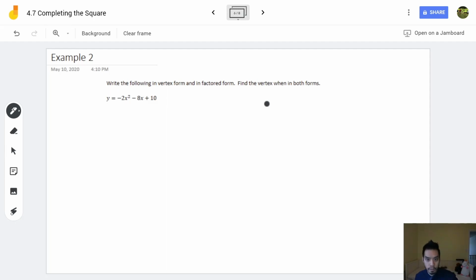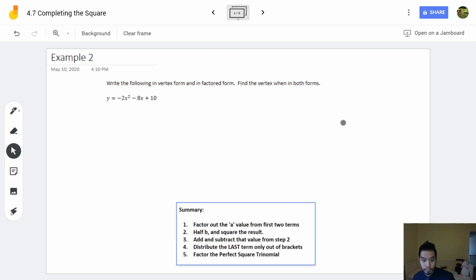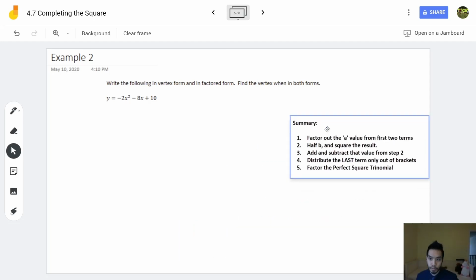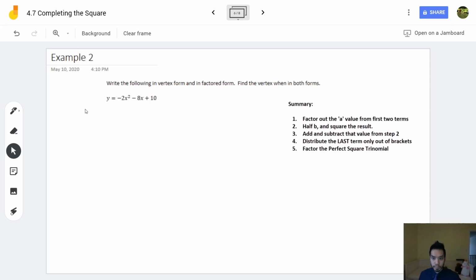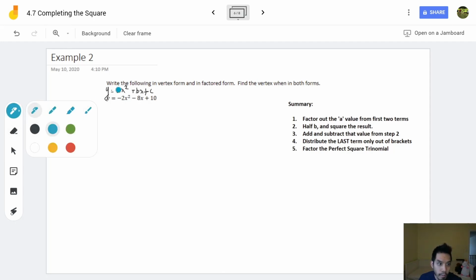So again, just to bring up our summary from the previous example, what we want to do is factor out the a value for the first two terms. So if I were to write out the standard form just above it, ax squared plus bx plus c. Okay, so factor out the a value. The a value in this case is going to be my -2.